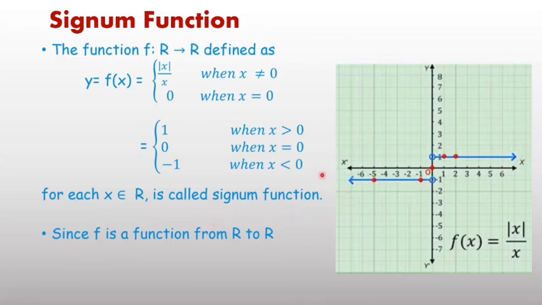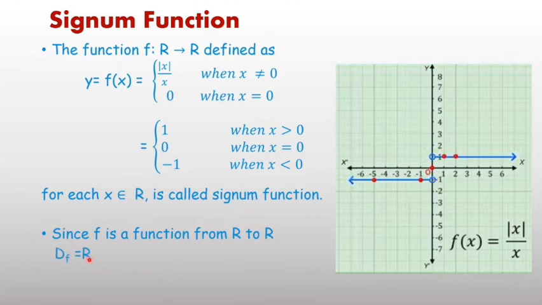Now easily you can observe domain of this function. Domain means all real numbers. Movement of graph along x-axis, minus infinite to plus infinite, means all real numbers. But on y-axis movement of graph, with only 3 points you are getting 1, 0 and minus 1. That is known as range.